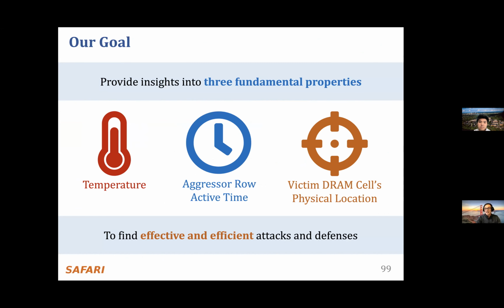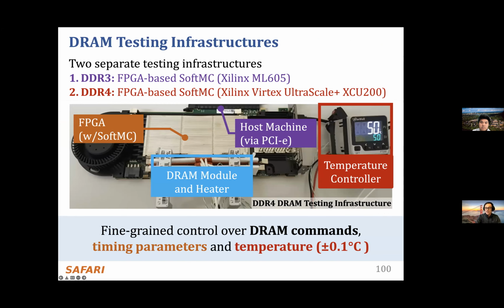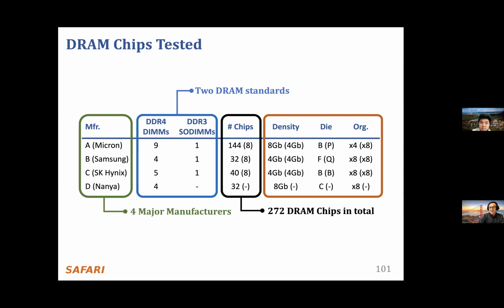We wanted to understand 3 fundamental properties and their effect on Rowhammer: temperature, how long the aggressor row is active, and physical location of the DRAM cell that you're targeting. What is the variation of physical location? And we basically developed an understanding, again, using experimental studies. This is our latest infrastructure, actually, with DDR3 as well as DDR4 based. And we did studies on 4 different manufacturers in this particular case.